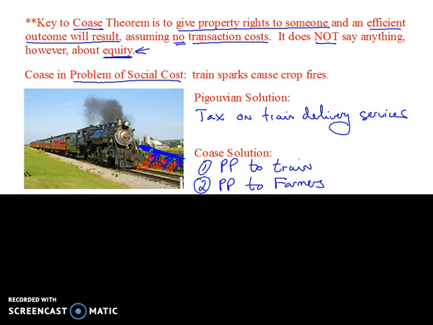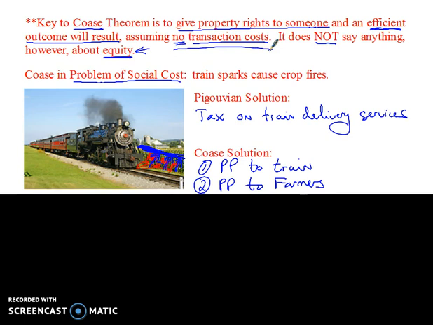If the crops are more valuable, then the train, I guess, will just slow down, because it won't be worth it for him to pay the farmer to move his crops back. So either way, the point in Coase's idea, and that he lays out in this paper, the problem of social cost, is if we just assign private property rights, then the problem will be solved. These guys can trade in the market, and the most efficient thing will happen. That's the idea all the way up here at the top. The most efficient thing will happen if we just assign private property rights, and if there are no transaction costs.